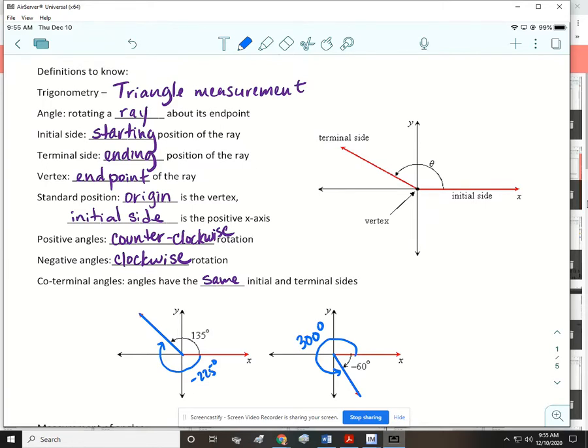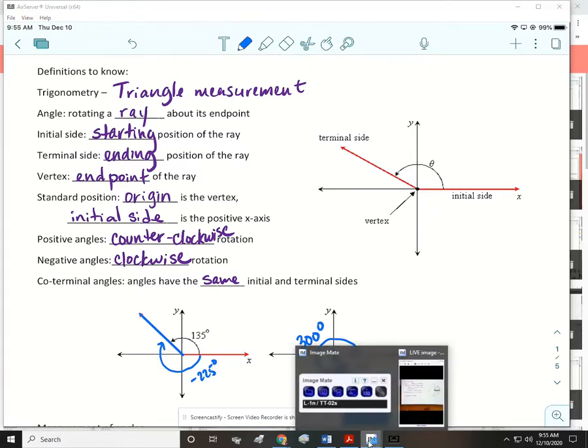All right, so I'm going to bump over to the Elmos to show you some things about angle measurement that I didn't feel like I could do on the iPad. So let me do that real quick.